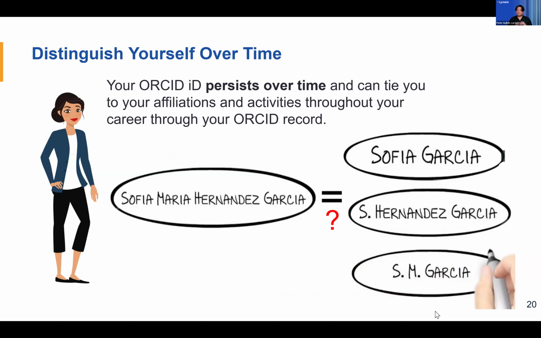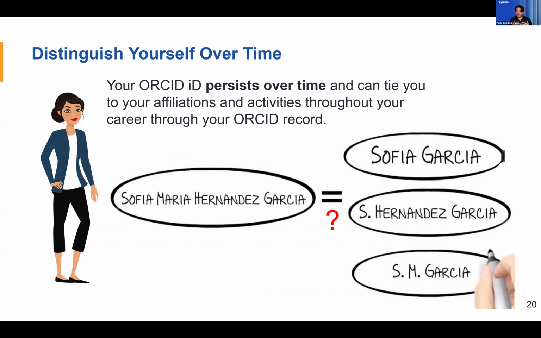It also persists over time. A lot of us probably use different names throughout our academic career, right? But if you have an ORCID ID, we know that all of the different variations of our name refer to the same researcher. So for example, our volunteer researcher here, Sophia Maria Hernandez Garcia, uses different variations of their name throughout their academic career.